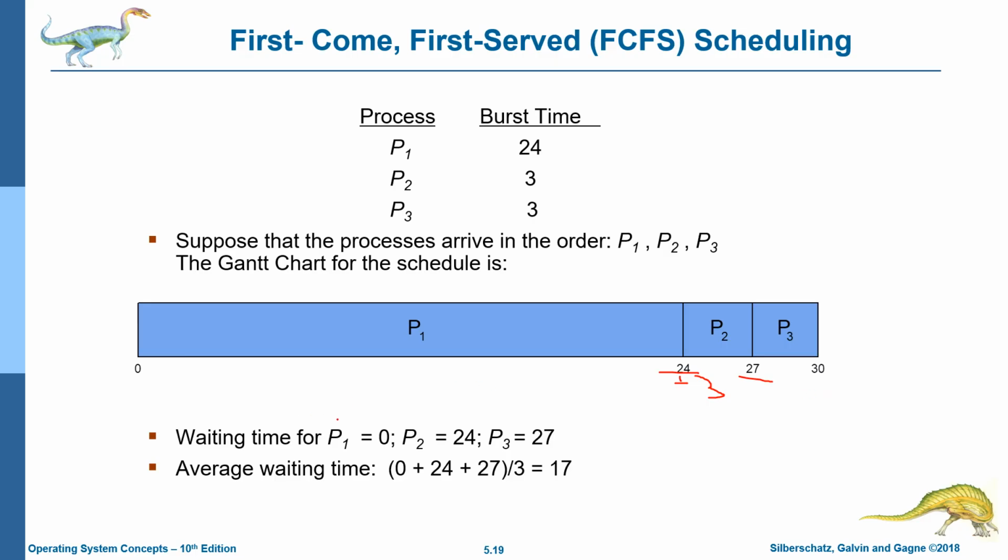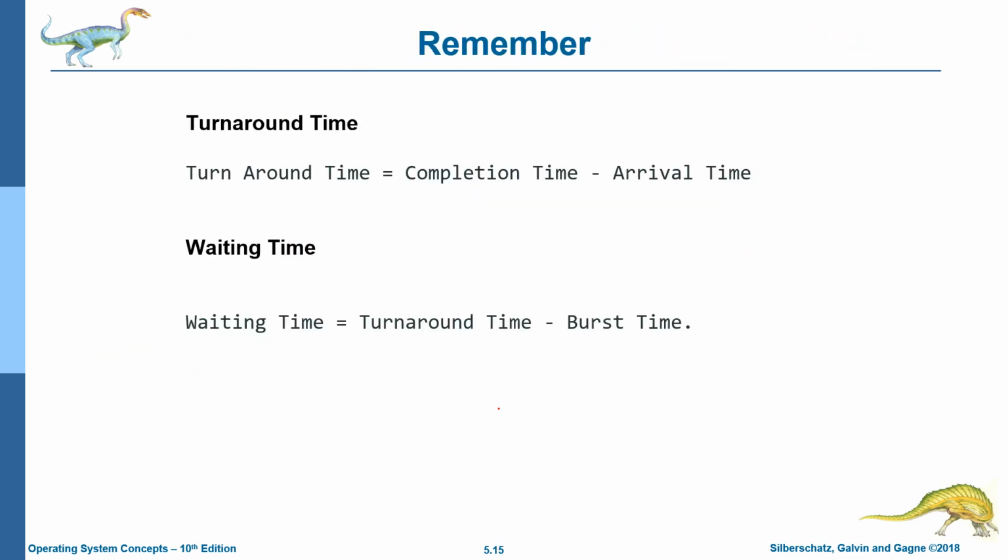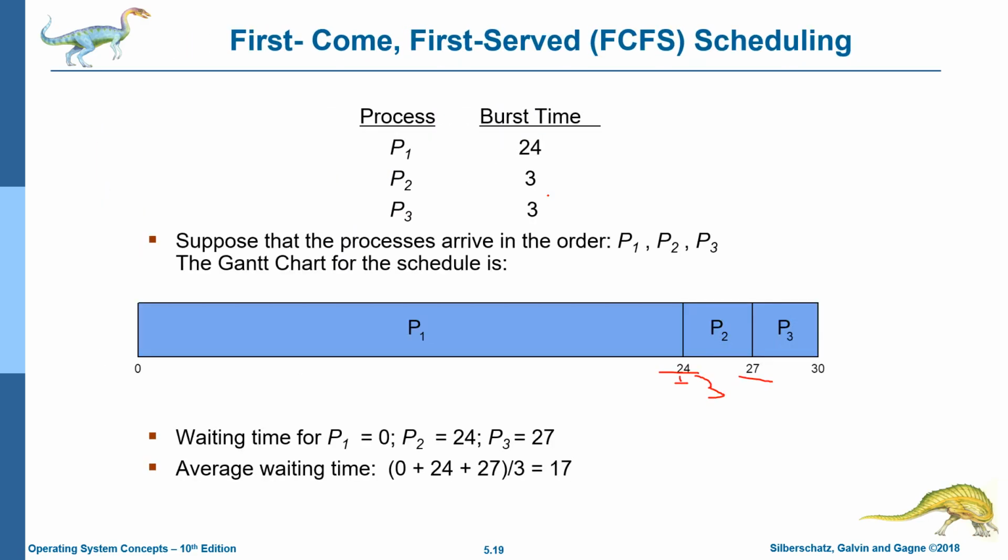So how can we calculate the waiting time? As we know, to calculate the waiting time, we should first calculate the turnaround time. How will we calculate the turnaround time? We will deduct the arrival time from the completion time. As the arrival time of all processes is 0, we can calculate it here. For example, the turnaround time of P1: completion minus arrival. P1 completes at 24 and its arrival is 0, so the turnaround time is 24.